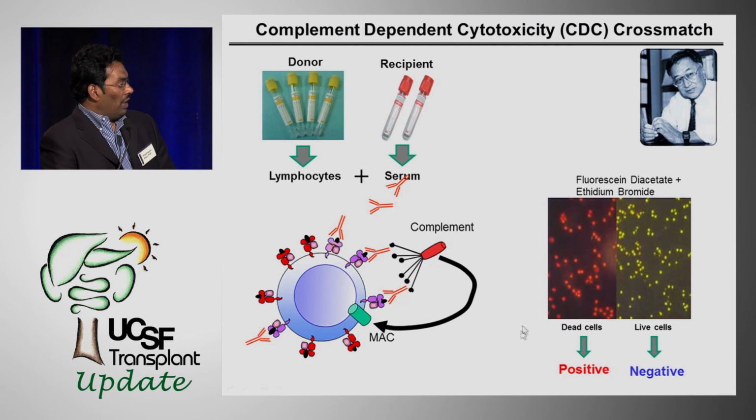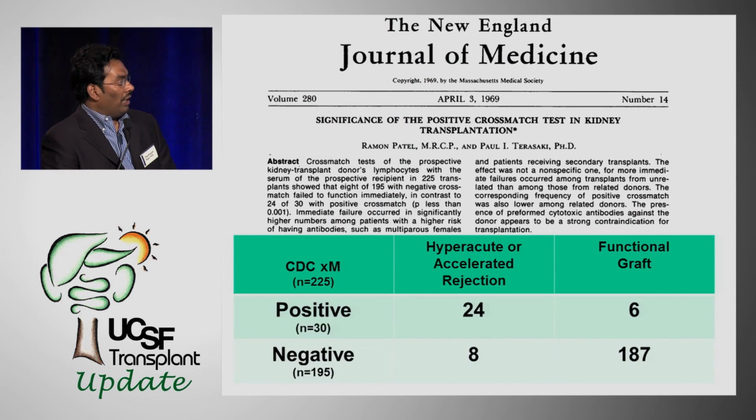So the dead cells means you have the antibody in the serum against particular HLA molecules. So you don't want to transplant here. And here the live cells means there's no antibodies, so one can do the transplantation. So this is a very simple method that he developed in the 1960s. Then he also published his paper.